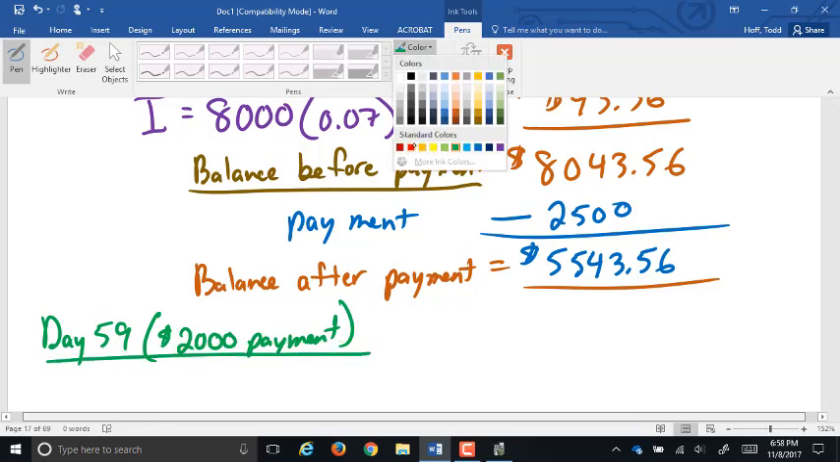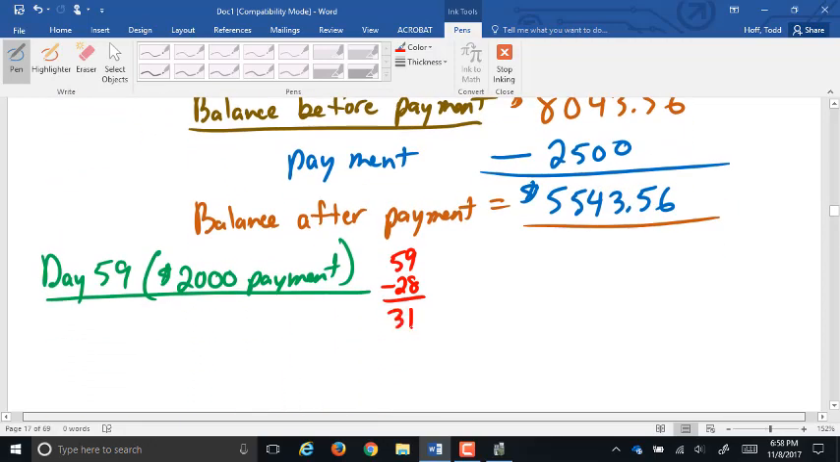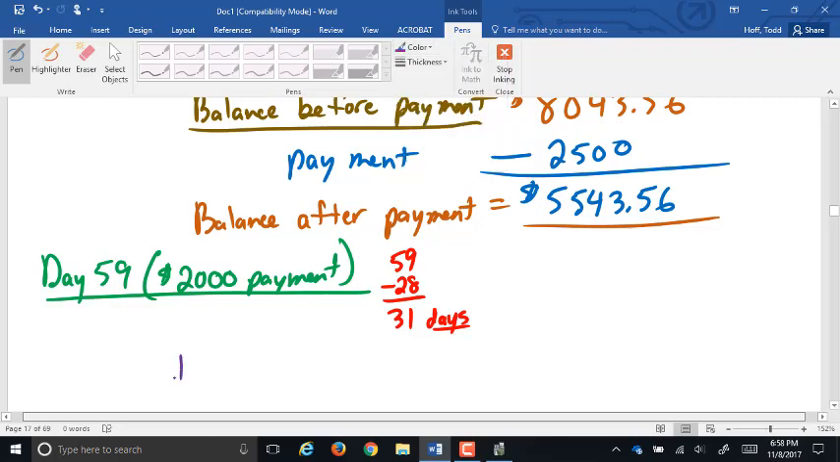Now, before I do anything here, why did I do 59 minus 28? That's my days that have gone by. The first 28 days have already been used. So we can only do from 28 to 59, which is 31 days. So we're going to calculate our current interest.